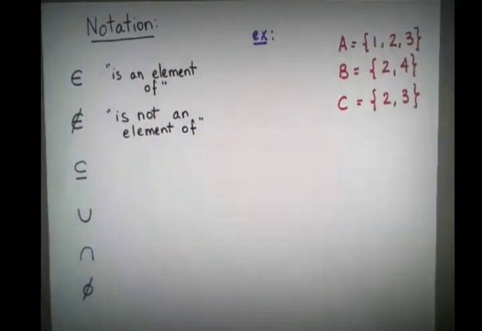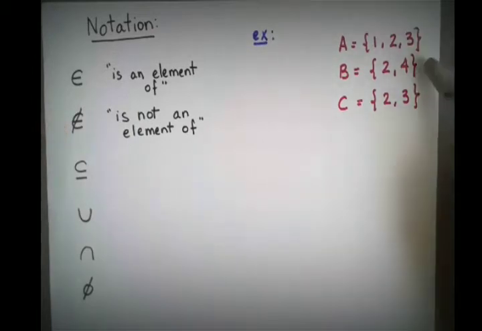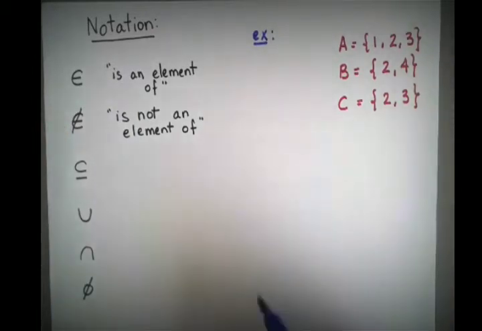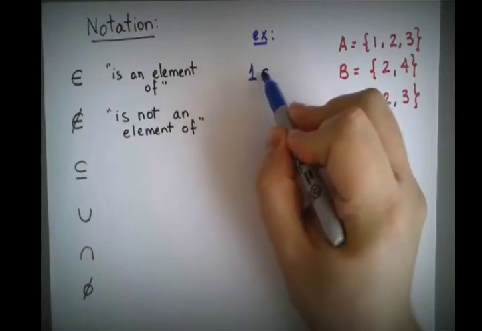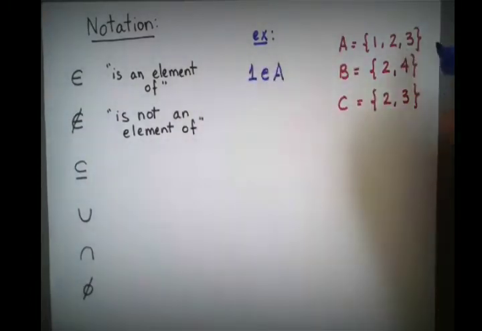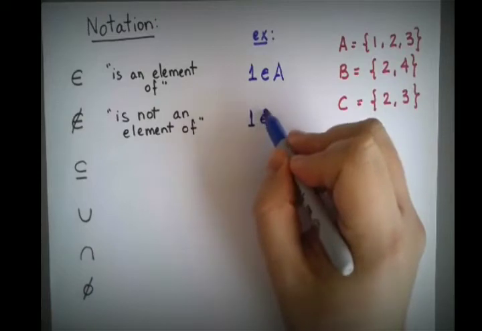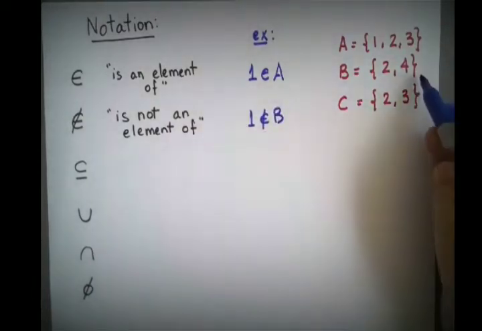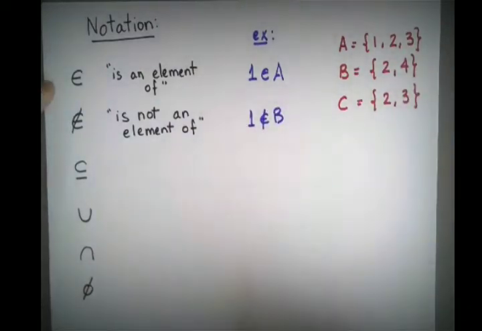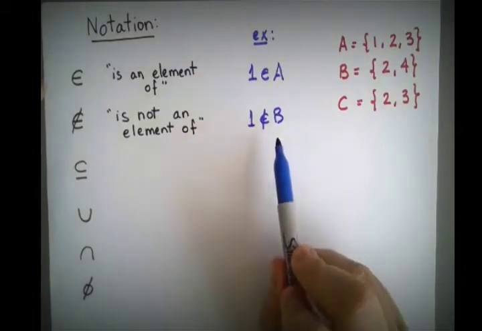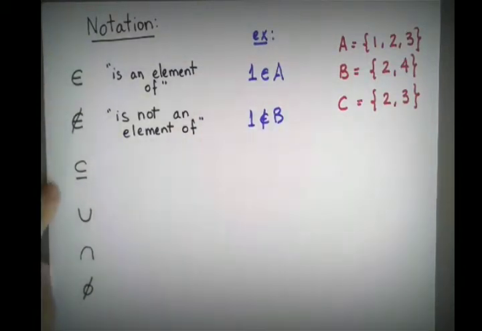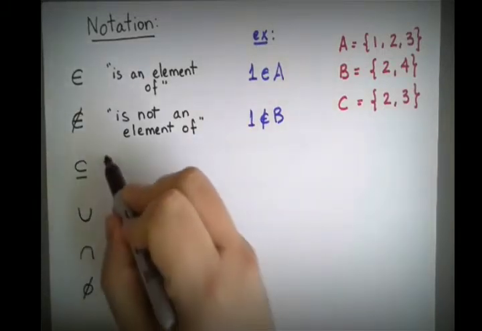Now see the notation. The first one is belongs to, an element of. The second one is not belongs to, is not an element of. So here some sets are written. A equal to {1, 2, 3}, B equal to {2, 4}, C equal to {2, 3}. I take 1 belongs to A. So 1 exists in A, and 1 does not belong to B. So 1 is not in B.